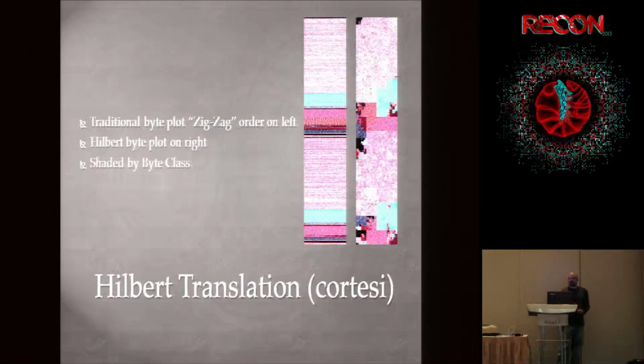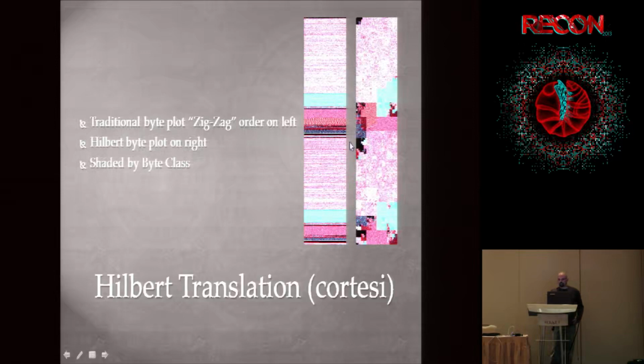So what I have here are two screenshots from Cortese's website, where on the left he's laid out data and shaded it in a very basic fashion, just left to right, top down, what he calls a zigzag pattern. This is the most intuitive way to lay out data. The problem is it loses that locality information. By going through the Hilbert transform first, which is what he's showing on the right, the same data set through a Hilbert transform, you're all of a sudden able to see structure that you wouldn't be able to see with a traditional view.